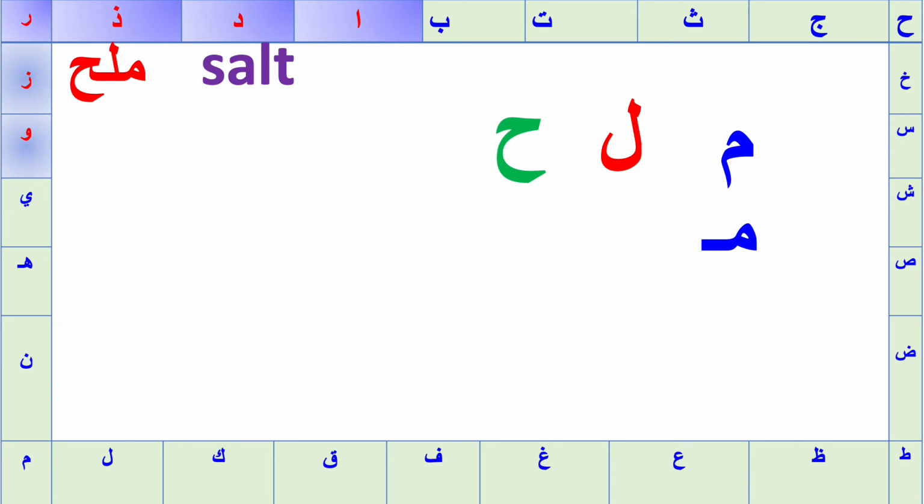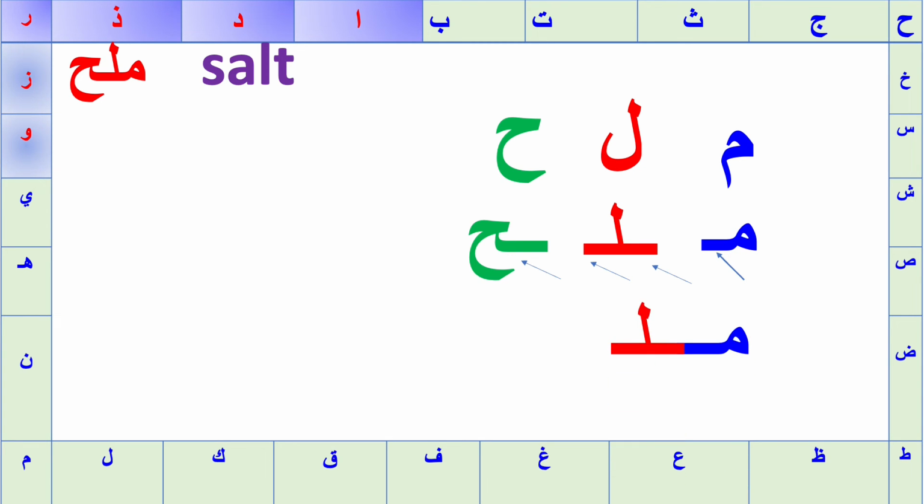The mim is extended to the left so that it can join the lam. The lam is extended to the right and to the left so that it can connect with the mim and with the ha. As you can see here, the ha will connect with the lam because all these letters belong to the first group. The final shape of the word is this one, milh.